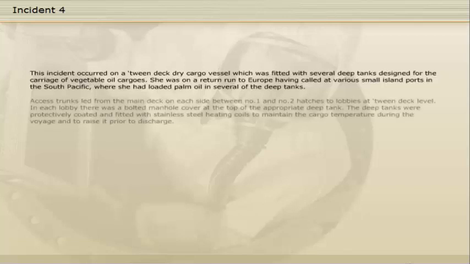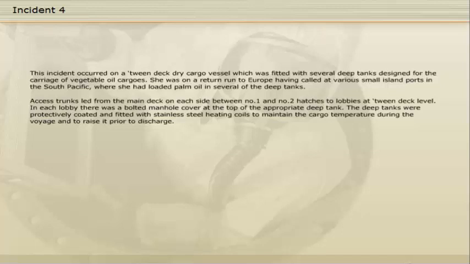Access trunks led from the main deck on each side between number 1 and number 2 hatches to lobbies at tween-deck level. In each lobby, there was a bolted manhole cover at the top of the appropriate deep tank. The deep tanks were protectively coated and fitted with stainless steel heating coils to maintain the cargo temperature during the voyage and to raise it prior to discharge.